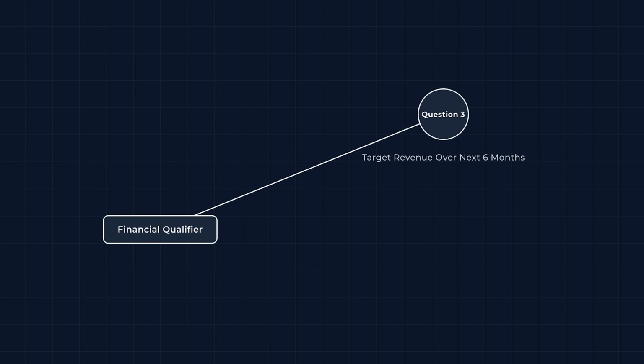Move your financial qualifier to question 3 and frame it around their target revenue over the next 6 months, not their current revenue. That frame shift alone can make people more willing to answer honestly. After you get a few submissions, you can then ask them their actual revenue since we have momentum in the form. Second is going to be your calendar.